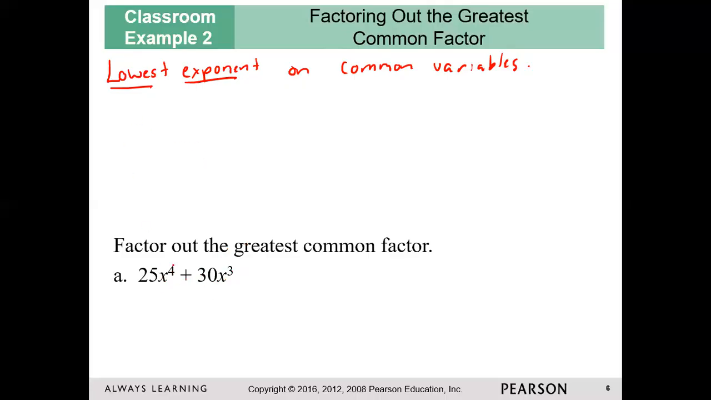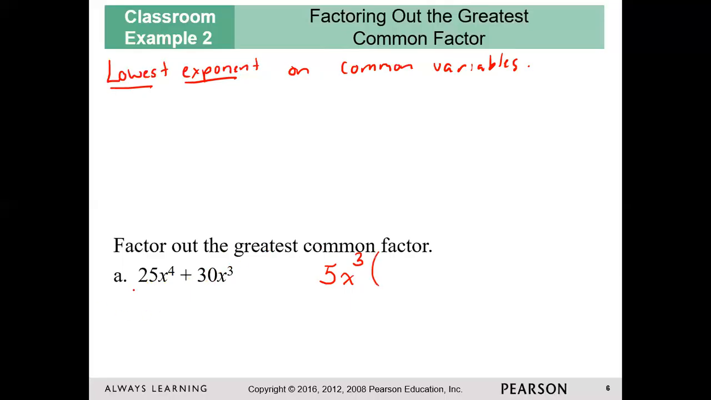And then you have to figure out what numbers are involved if you have any at all. So you have 25 and you have 30. The GCF between 25 and 30 is going to be 5. 5 is the biggest number that divides both 25 and 30. And then again, you look at x to the fourth and x to the third, it's the smallest exponent. So it's going to be this x to the third that's going to be part of that GCF.